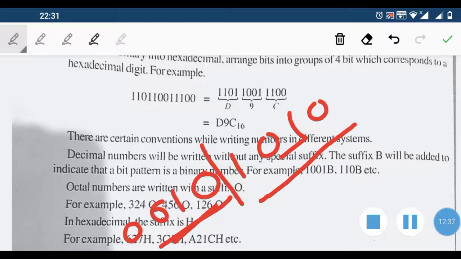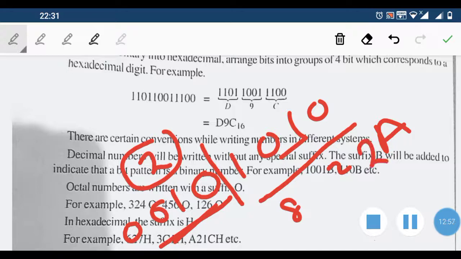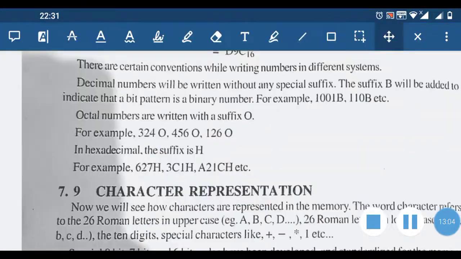Corresponding to this one, 1010 corresponds to 8 plus 2, that is 10. 10 corresponds to A in hexadecimal. Then the other group corresponds to 2 in hexadecimal and also in decimal. So this corresponds to 2A in hexadecimal. So this is a method which we have to employ for the conversion.